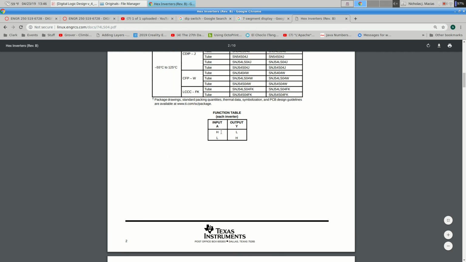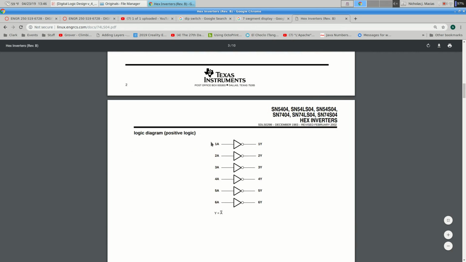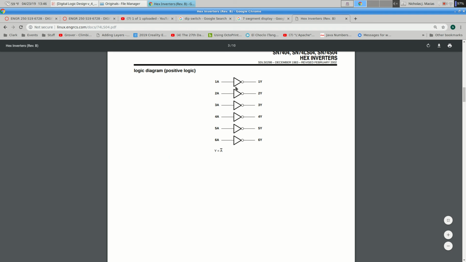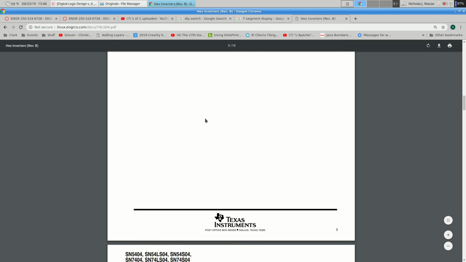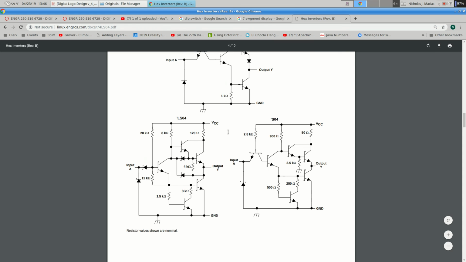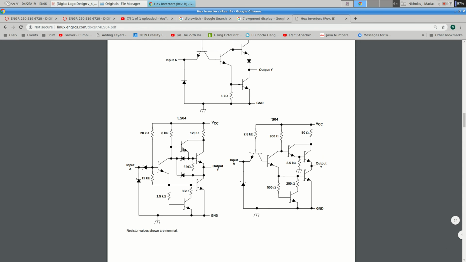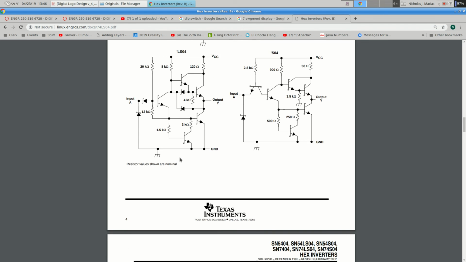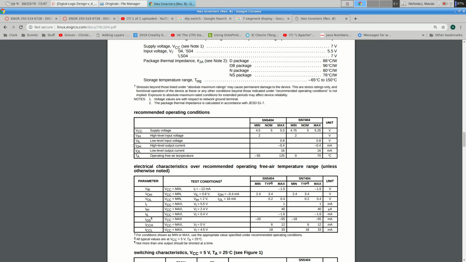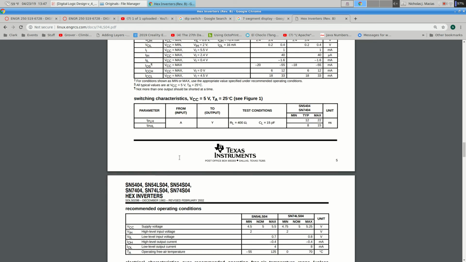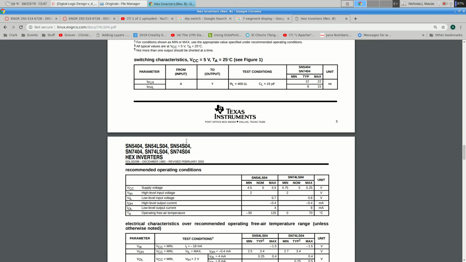So there's the truth table, high goes to low, low goes to high. There's a picture of what it looks like, 6 of these triangles with circles on the end. There's what's actually inside, resistors and diodes and transistors. So if you wanted to build one on a desert island, you could scrounge these parts and build your own inverter. And then there's a section called switching characteristics.